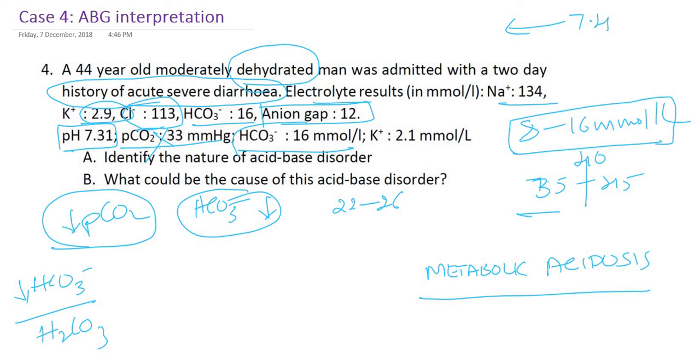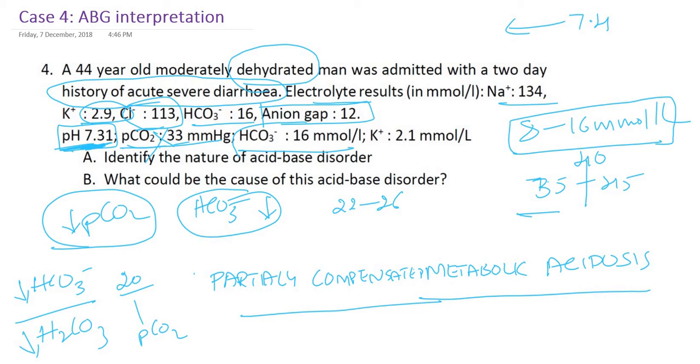Numerator is decreasing. If the numerator is decreasing, in order to bring back the ratio 20:1, the denominator has to decrease. Denominator in this case is PCO2. So we will see PCO2. Yes, definitely PCO2 is decreased. So there is a compensation. But is this compensation full or partial? For that again I go back and see pH. Still it is not within the normal range. So this is also partially compensated. Compensation started but pH has not fully reached the normal range. Partially compensated metabolic acidosis.